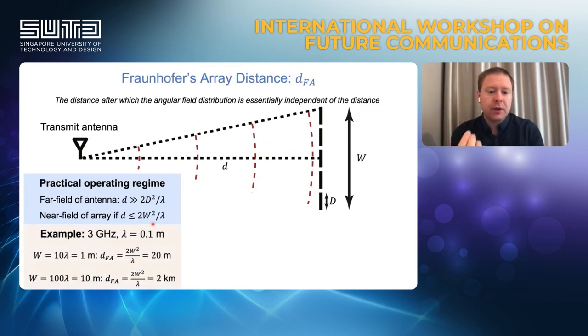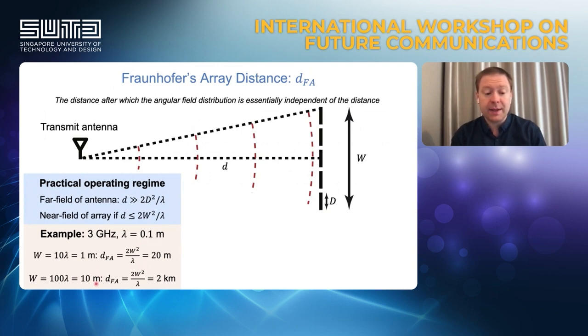And if I now give you the same kind of example, 3 gigahertz band, 0.1 meter is the wavelength, and I say that I will have an array which is 10 wavelengths, or 1 meter, long on the longest side, say, the diagonal. Then the Fraunhofer array distance, 2 times W squared divided by lambda, becomes 20 meters.